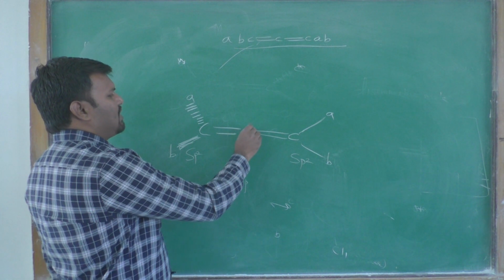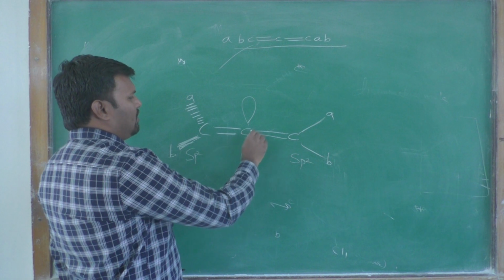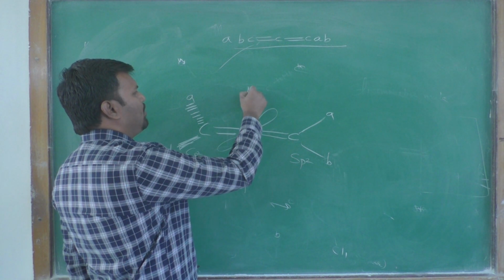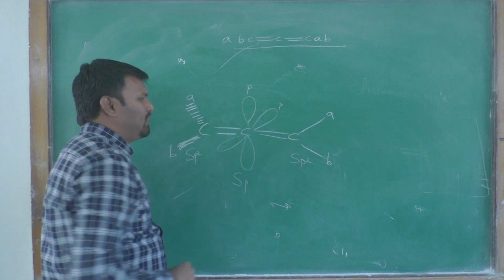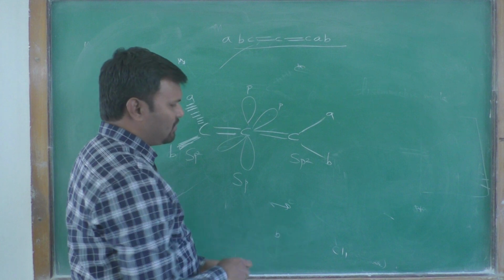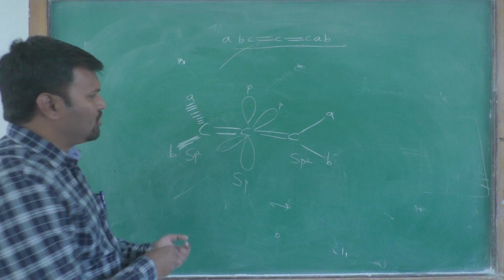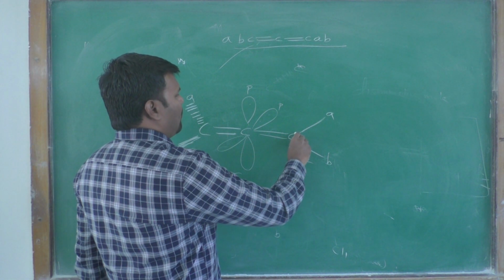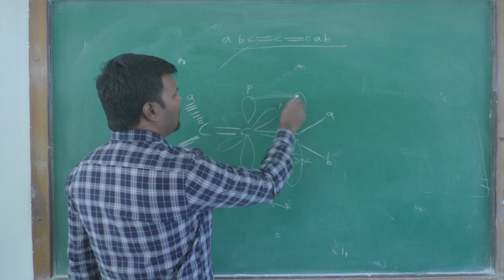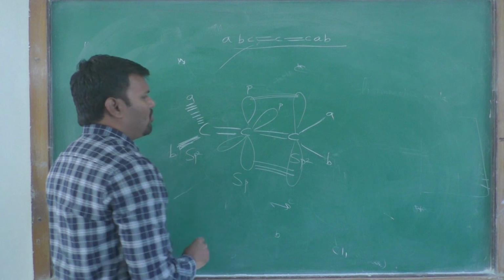This carbon has p orbitals. These two p orbitals are perpendicular to each other. Therefore, at one carbon, it shows the vertical C double bond C.